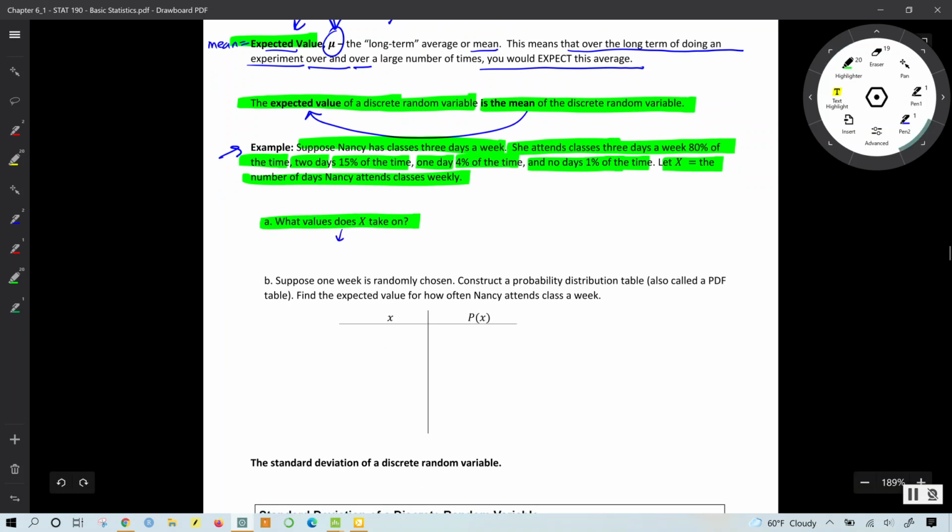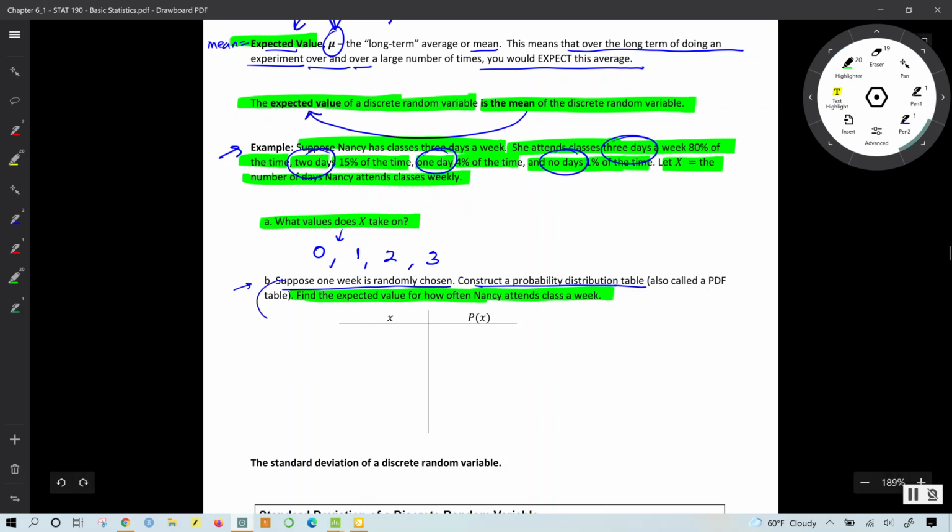Well, she could attend classes no days, 0, 1 day, 1, 2 days, 2, or even all 3 days of the week, when she has planned out to attend classes because she has classes on those days. So now suppose 1 week is chosen randomly. We're going to construct this probability distribution table, which we did earlier, and then we're going to find the expected value of how often Nancy attends classes a week.